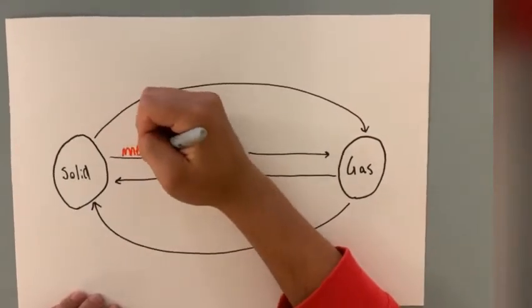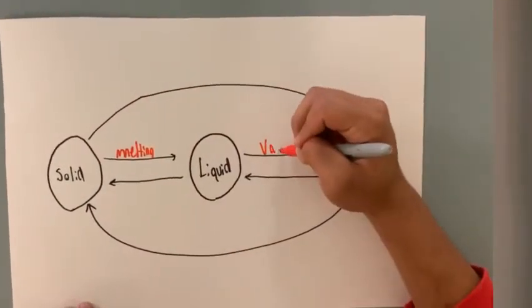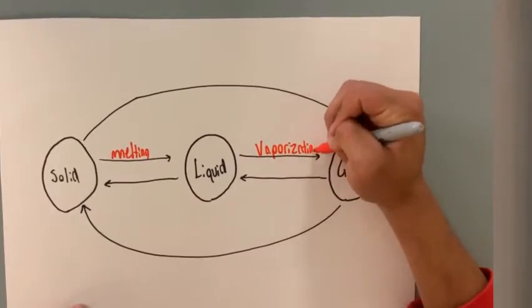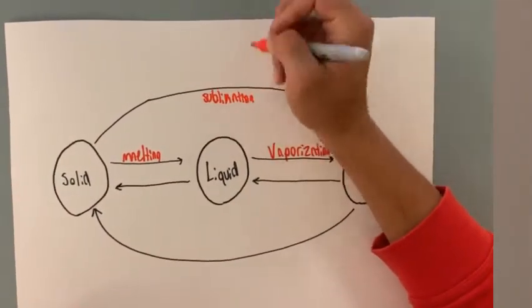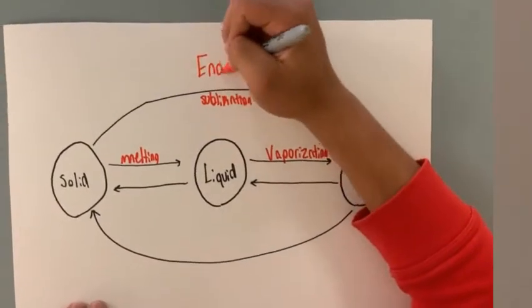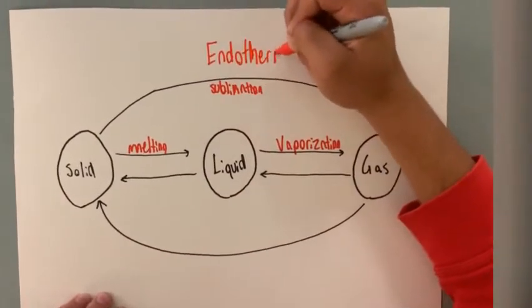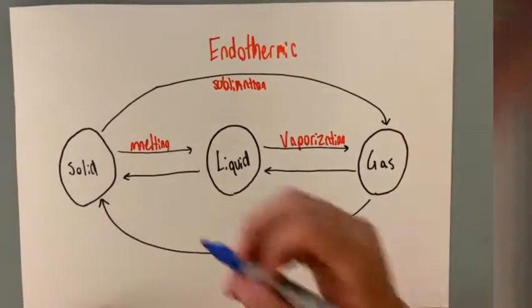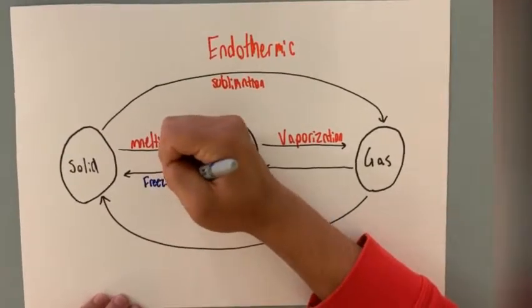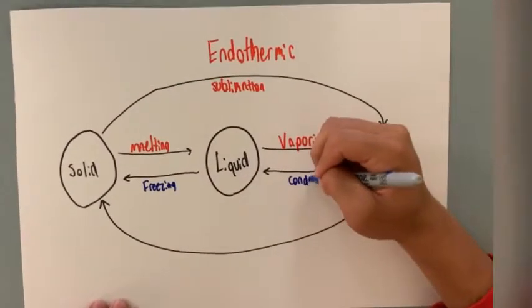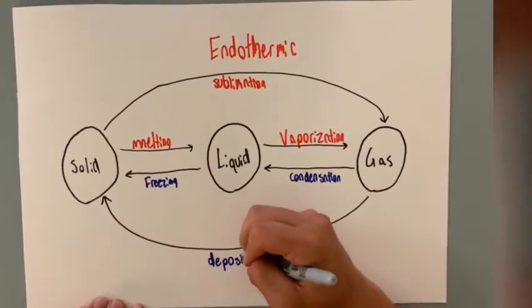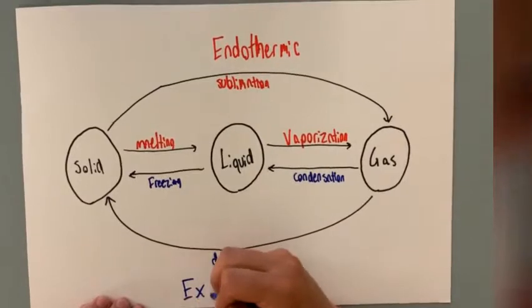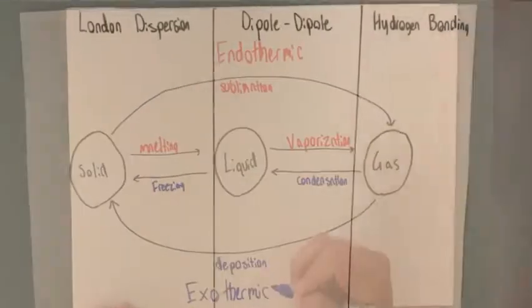To change between states of matter, you have endothermic and exothermic changes. Melting, vaporization, and sublimation are a part of endothermic reactions because it is gaining energy or heat. The exact opposite is exothermic, which consists of freezing, condensation, and deposition. In exothermic reactions, they will lose energy or heat.